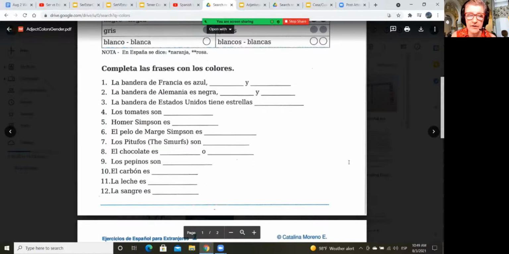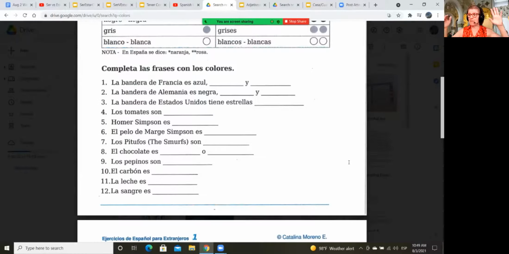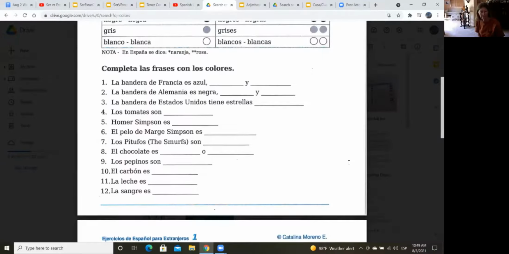We're gonna take this a bit further. We're gonna look at this together. La bandera. Bandera is a flag. What can I know about this word bandera, this noun, this thing that is a flag? Is that a masculine or a feminine word? Feminine. Feminine word. So if I talk about the colors in the French flag, I have to use a feminine word to talk about those colors.